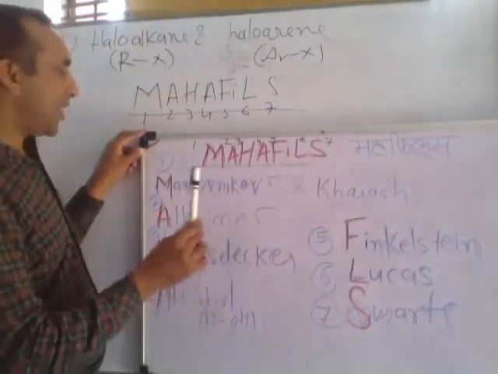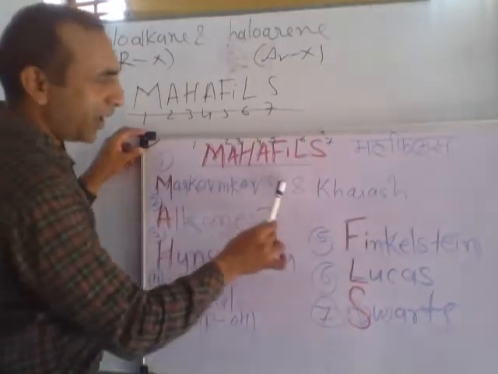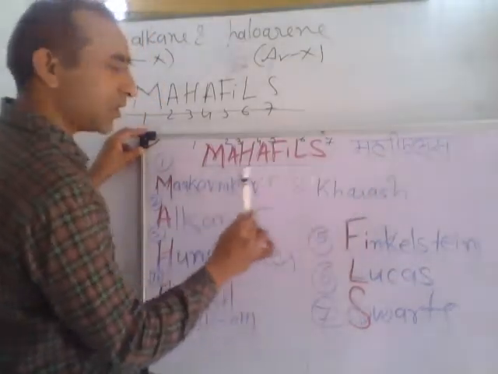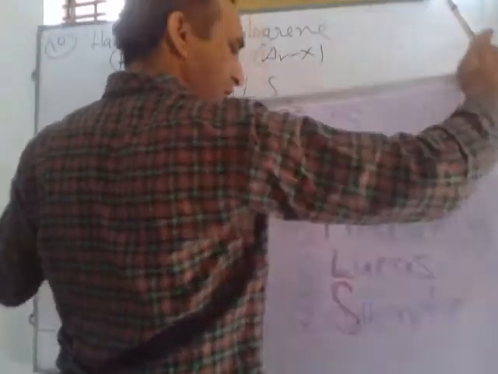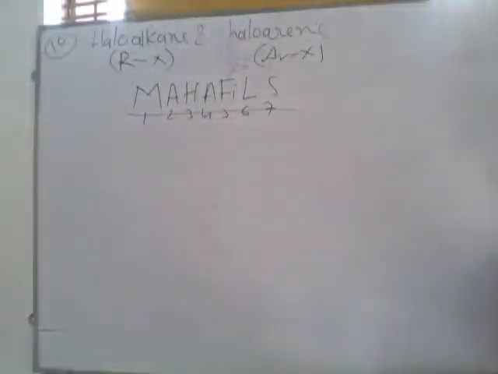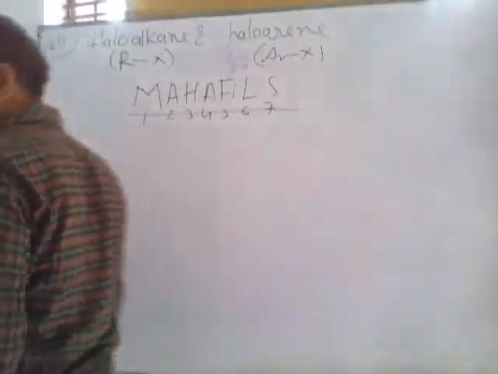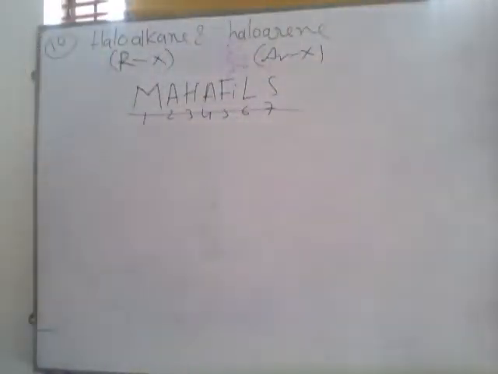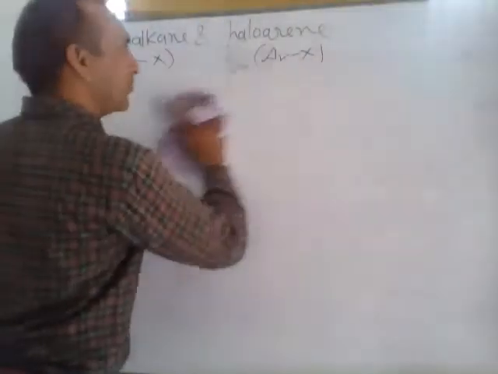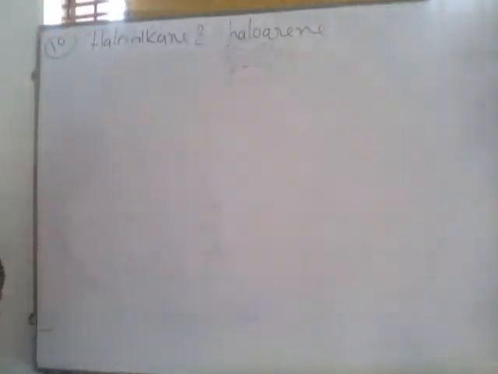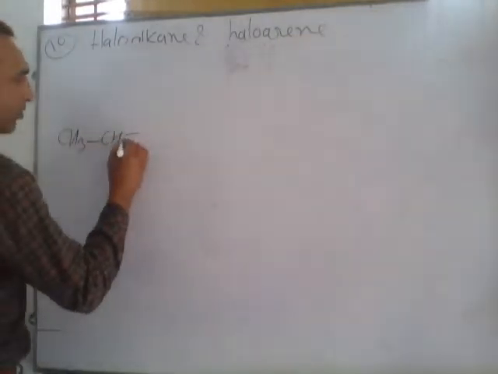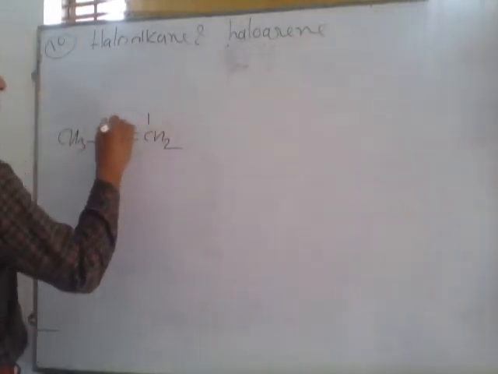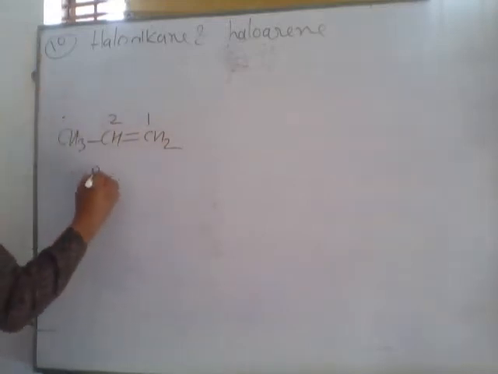First we start with Markovnikov and Kharasch. These two reactions we already discussed in class 11. So revise. Listen. First is Markovnikov and Kharasch. Markovnikov. Suppose this is CH3 CH double bond CH2. Its name is 1, 2, 3. This is called propene.